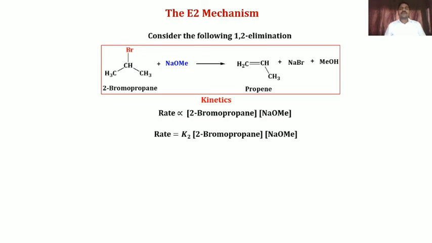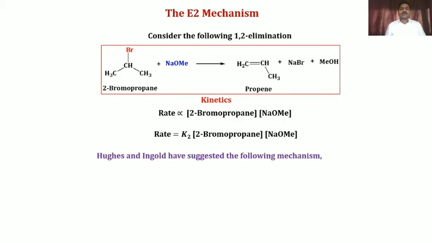Here the kinetics show that the rate is directly proportional to the concentration of 2-bromopropane and the concentration of sodium methoxide. So the rate is equal to k2 times the concentration of 2-bromopropane times the concentration of sodium methoxide. Therefore, this is a bimolecular reaction.